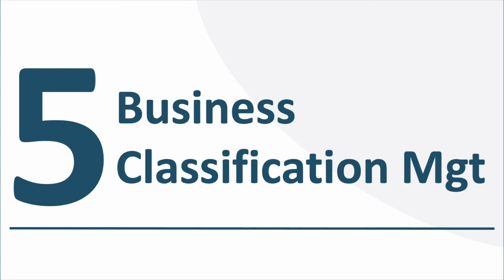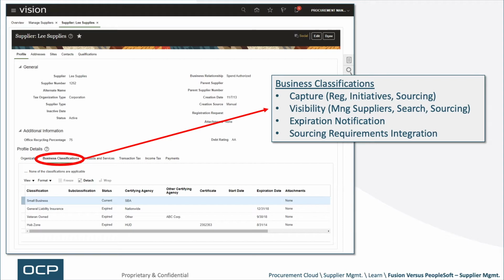Okay, so number 5, business classification management. All right, so this is something that's really nice. What we can do with business classifications is we can store what PeopleSoft called government certs, I think. It was on the identifying information tab, and it really lacked some of the data that we needed, a start date and end date. It lacked the ability to be self-service in a portal. It lacked the ability to be auto-renewed, to have workflow associated with it.